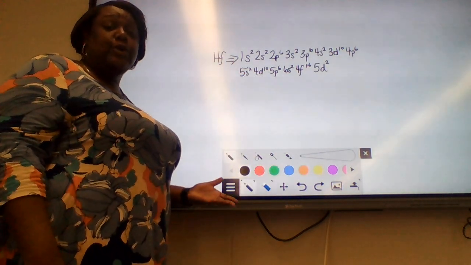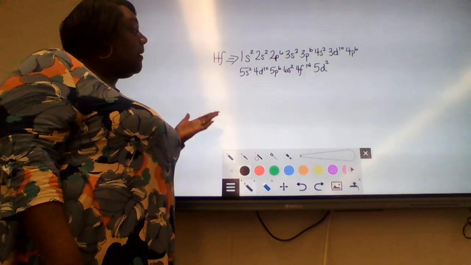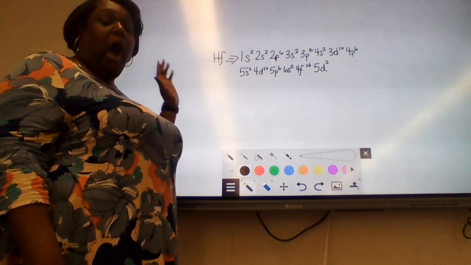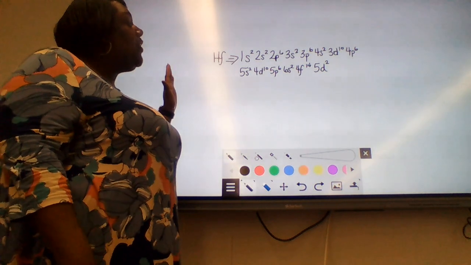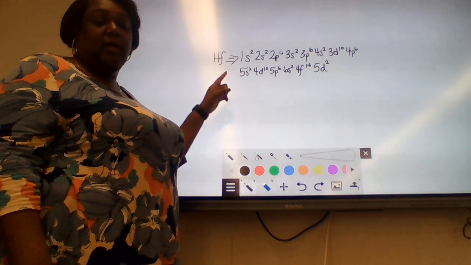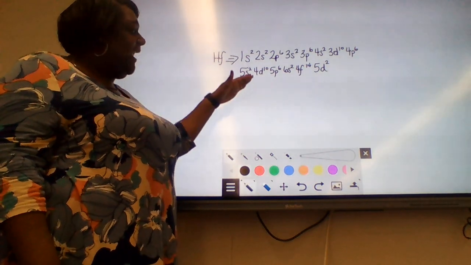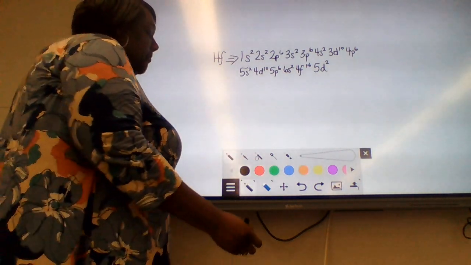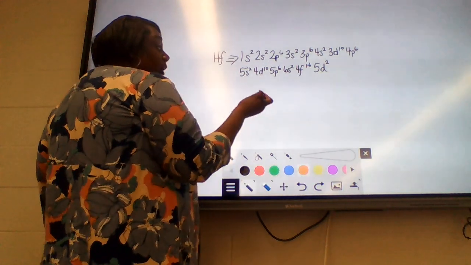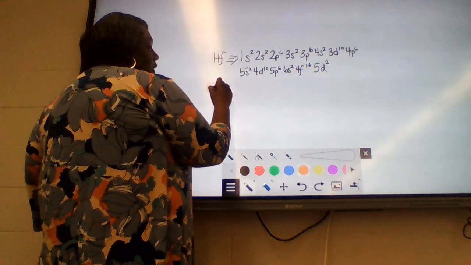Now, there are a few exceptions to the filling order, but you'll notice that for all the problems we've done so far, we had to fill up that sublevel before I can move on to the next one. So you have to have these at maximums before you can move on to the next one. But there are exceptions to that filling order.